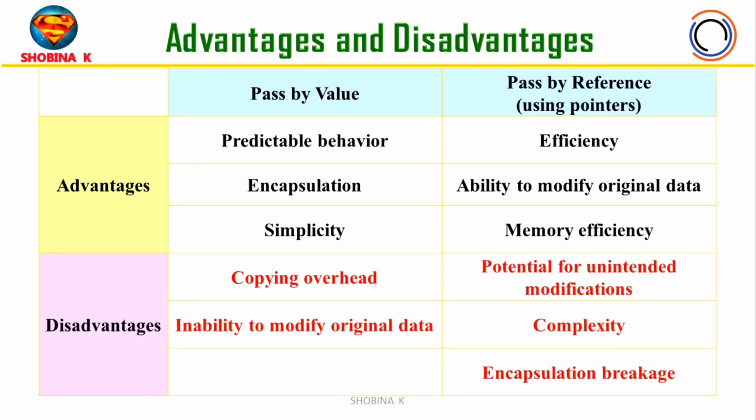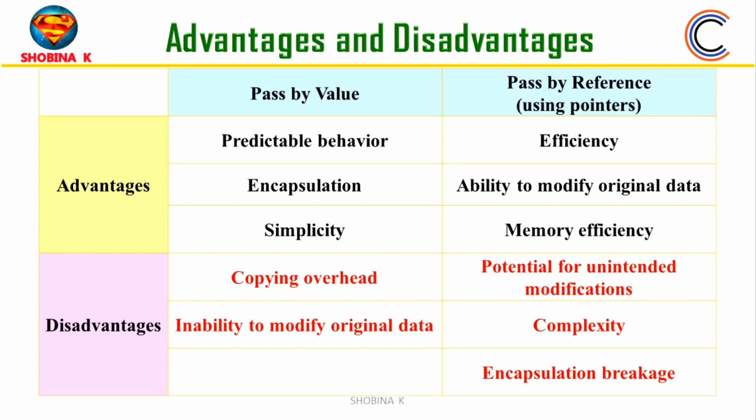Talking about the advantages, pass by value has predictable behavior because the changes made inside the function do not affect the original data, so it is more predictable and safer code. And it supports encapsulation because the function works with a copy of the data, thereby maintaining the integrity of the original data. Pass by value is simple in nature because this approach is straightforward and easier to understand, since each function has its own copy of the data.